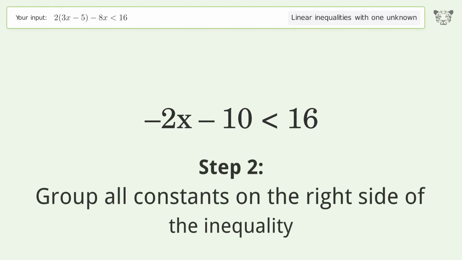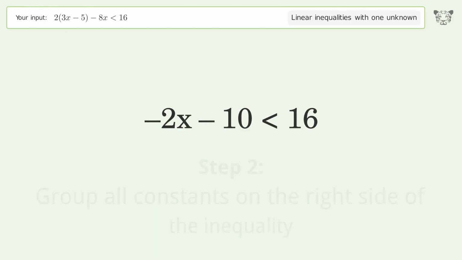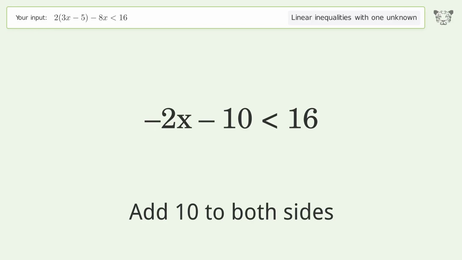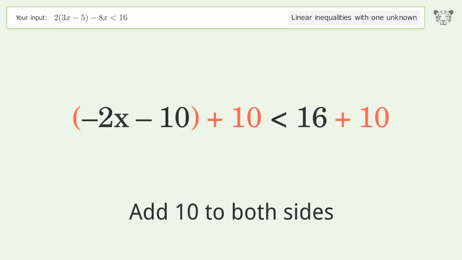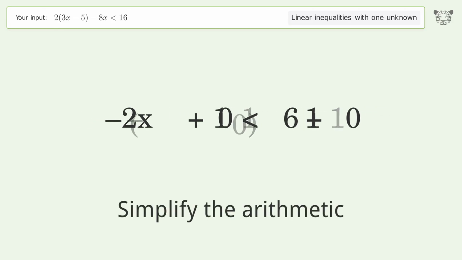Group all constants on the right side of the inequality. Add 10 to both sides. Simplify the arithmetic.